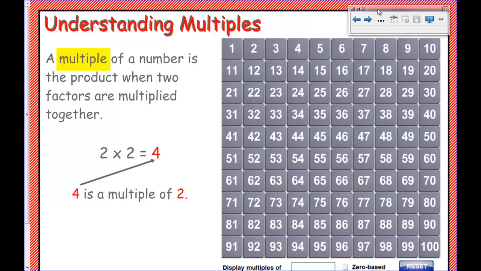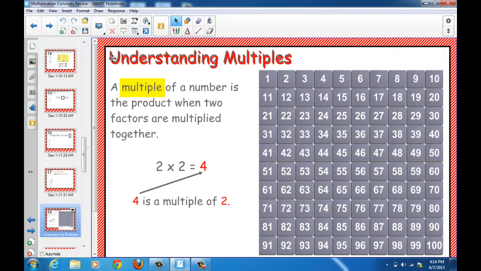Alright, then we go into a different concept of understanding multiples. And a multiple, it gives the definition, and then we have a multiplication chart. And I like again that it has the red that can show you the different ways that you can use the charts.